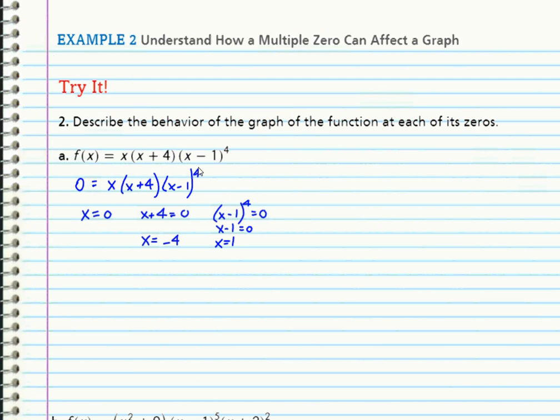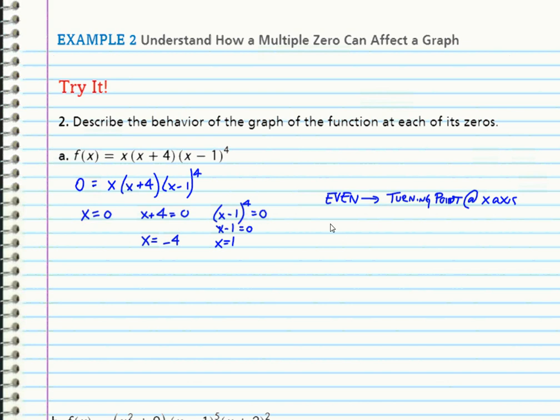So how do we handle this? Well, we say that 1 here has a multiplicity of 4. Now, here's what we need to know about the multiplicity. We call this thing having a multiplicity of 4 because it came from a term that was to the 4th power. If your multiplicity is even, you have a turning point at the x-axis, at that 0.